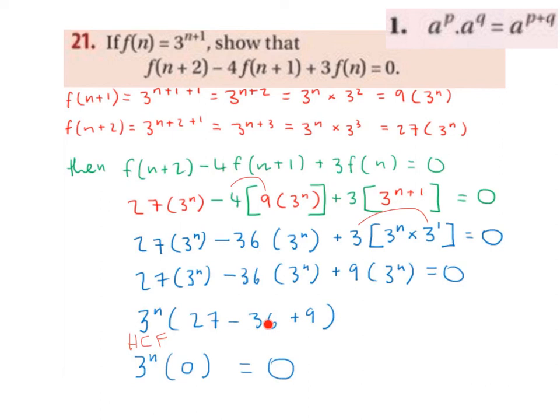27, take away 36, plus 9 gives us 0. And 3 to the power of n multiplied by 0 gives us 0. So we've shown that f of n plus 2 minus 4 times f of n plus 1 plus 3 times f of n is equal to 0.